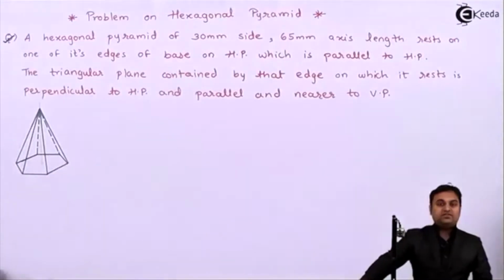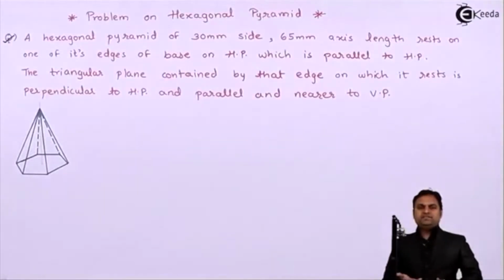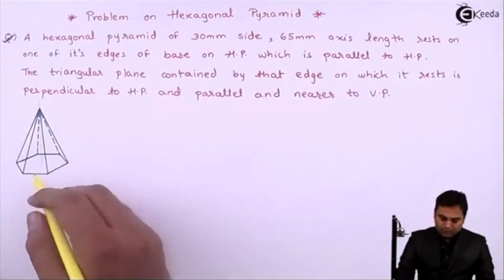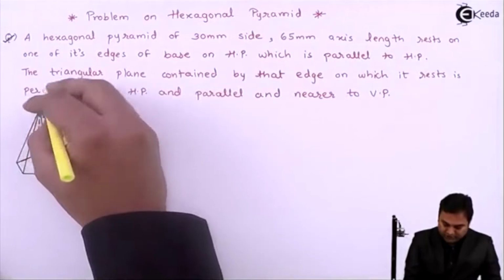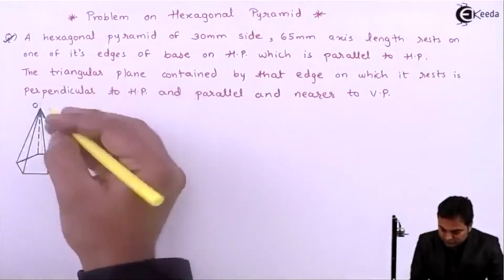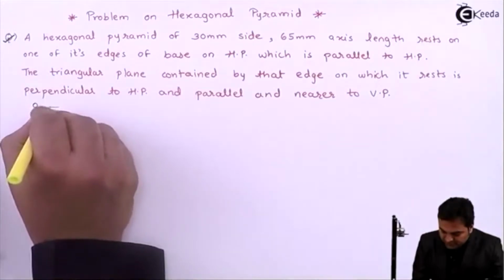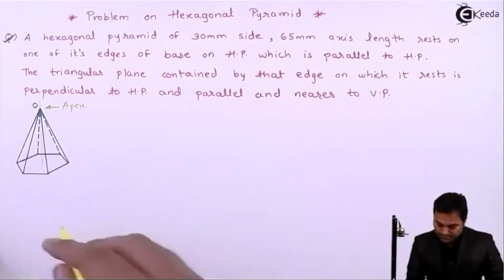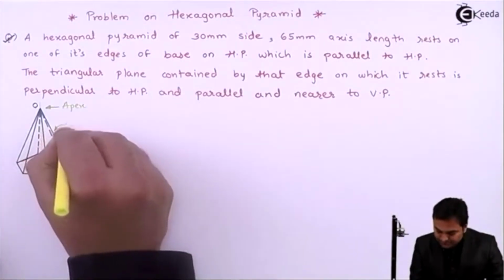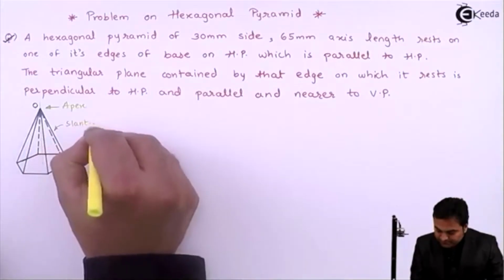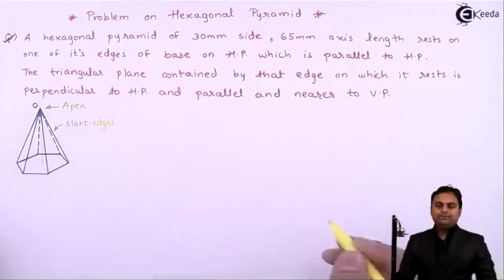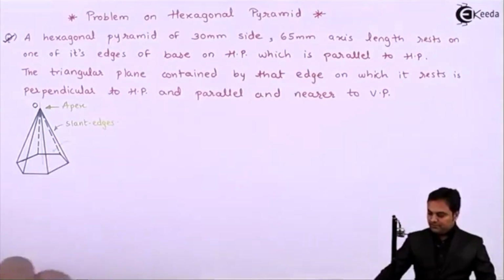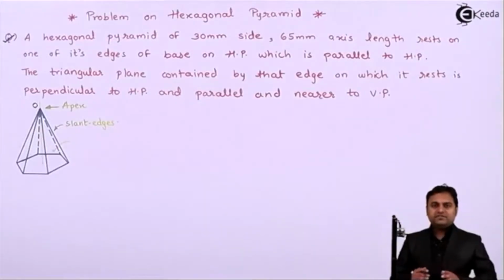So here we have a hexagonal pyramid in which the base is in the form of a hexagon having 6 corners and 6 base edges. All the corners are connected to a common vertex, also called as point O. So this is the apex. And here these are the slant edges of the pyramid. Then there are the triangular faces. Since it is a hexagonal pyramid, there will be 6 triangular faces.